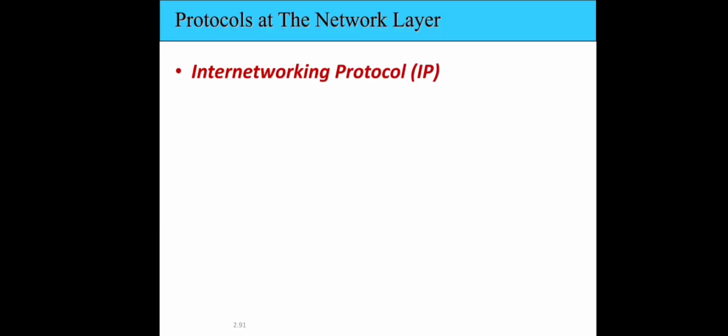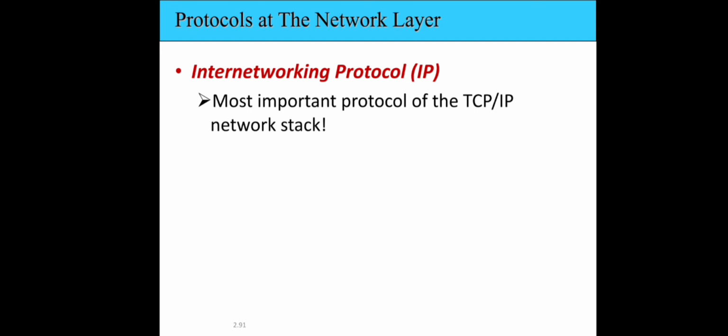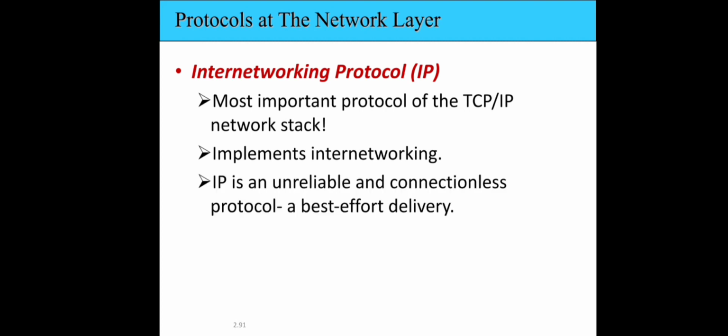So we can see one by one. The first one is the main protocol, that is Internet Protocol or Internet Networking Protocol. This is the main, the most important protocol of the TCP/IP network stack. It implements internet networking. Corresponding to networking, routing and everything, all the functionalities are done by this IP protocol. IP is actually an unreliable connectionless protocol. Still, it provides best effort delivery.